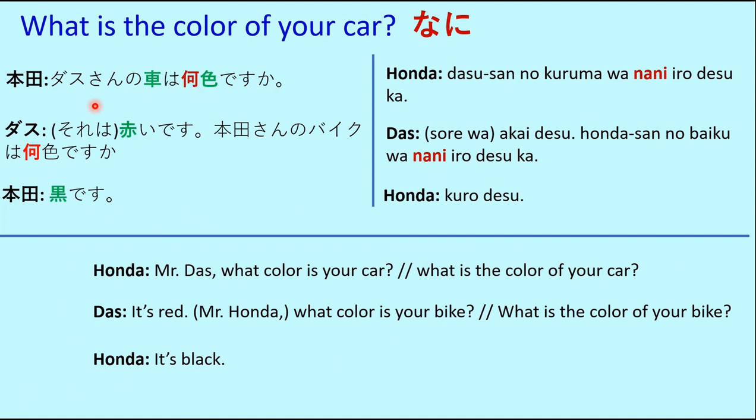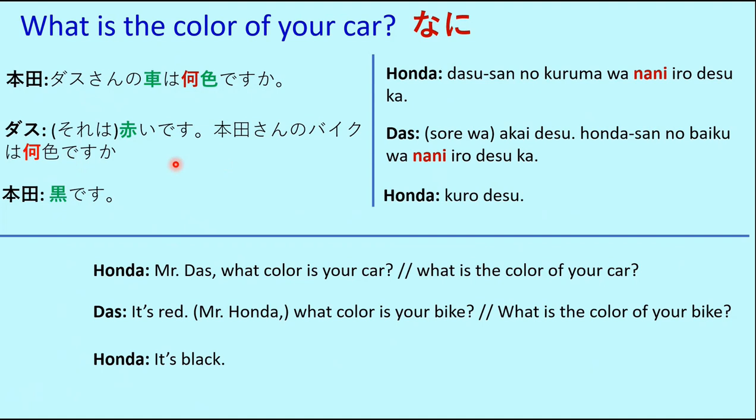So if we translate it word by word, then it becomes like this. Das-san's car, Das-san's car is what color? Das-san's car is of what color? So it translates to Mr. Das, what color is your car, or what is the color of your car? Das-san no kuruma wa nani iro desu ka?